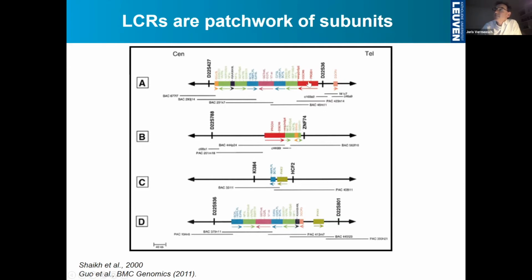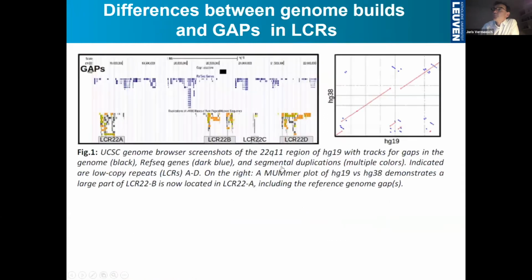So the red block is present in A and B, and then you have the green block present in A, B, and D, and then you have blocks which are present in C and D, and so on. So they're patchworks of subunits which migrated over time, over evolutionary time.